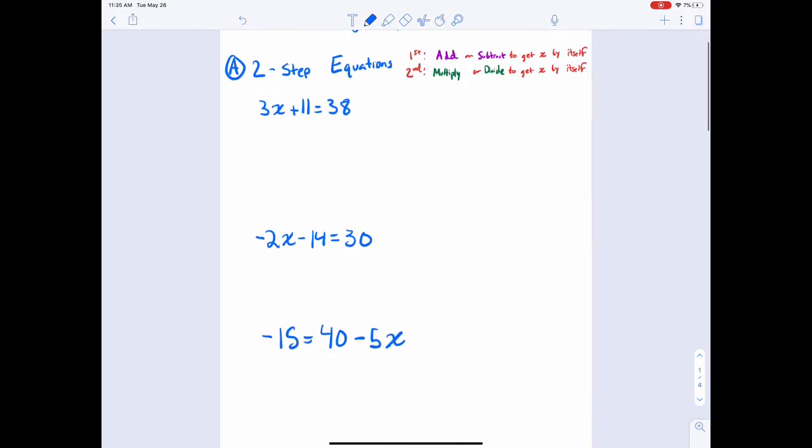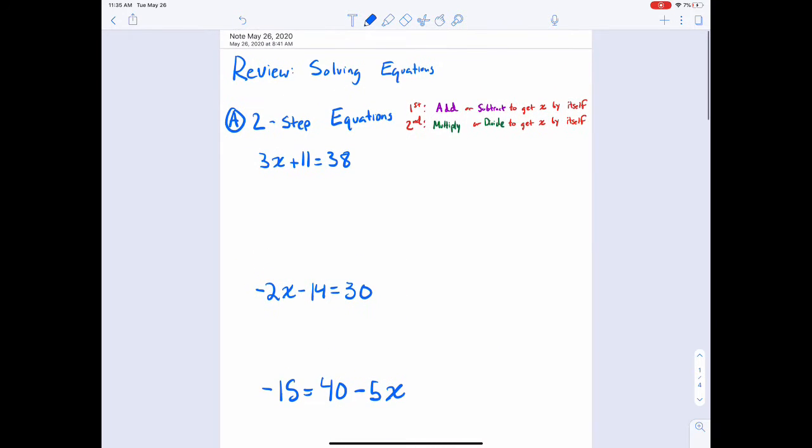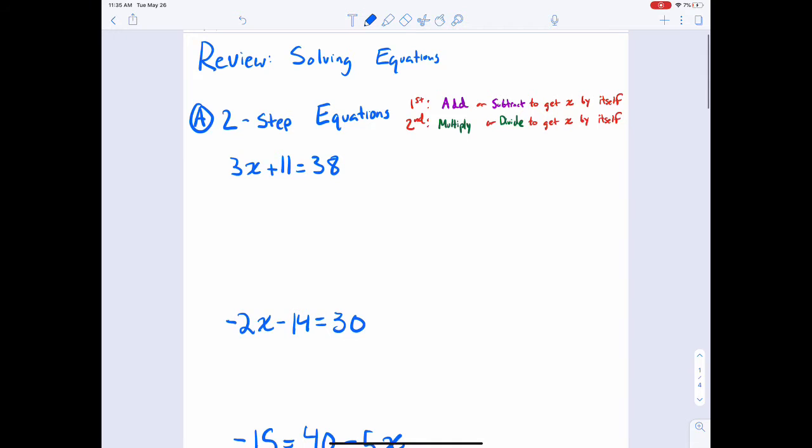Okay, so as a review, in solving two-step equations, the first thing to do is add or subtract to get x by itself. So if you look here, here's our x. We want to get x by itself. We want to answer like x equals 7 or something. Something will be our final answer. So we need to get x by itself.